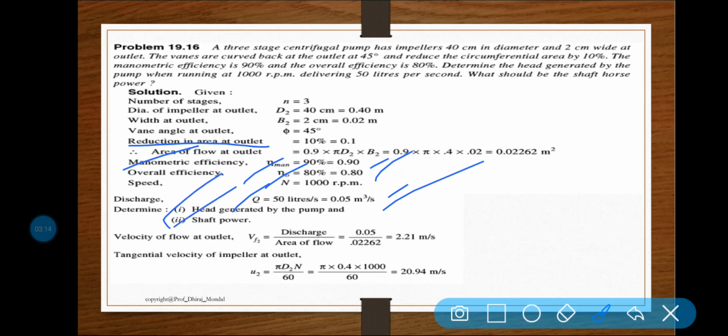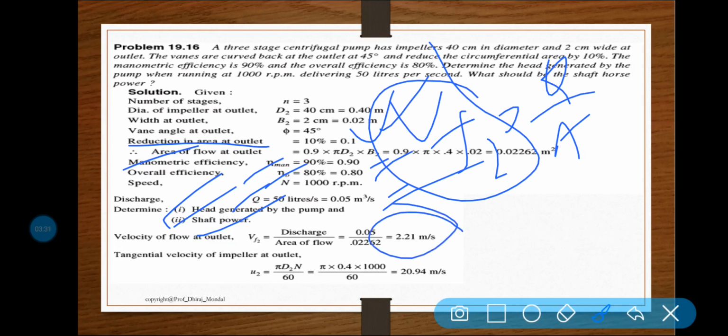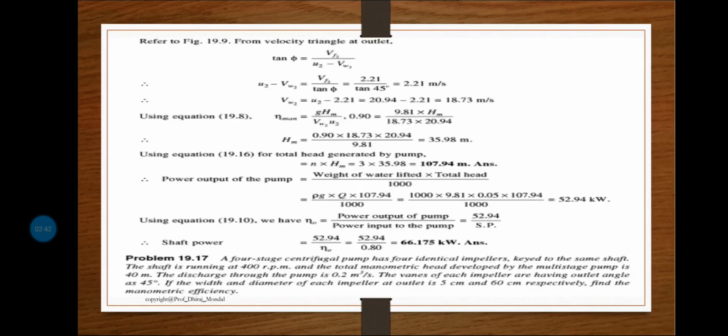Now you know that Vf2 is equal to what? Velocity of flow is equal to discharge by area, because Q is equal to area into velocity. So here, in case of discharge, you have to take the velocity of flow. So we can see this is 2.1 meter per second, that is the velocity of flow. Now u2 is equal to pi D2 N by 60. D2 is given, N is given, you can find out the u2.